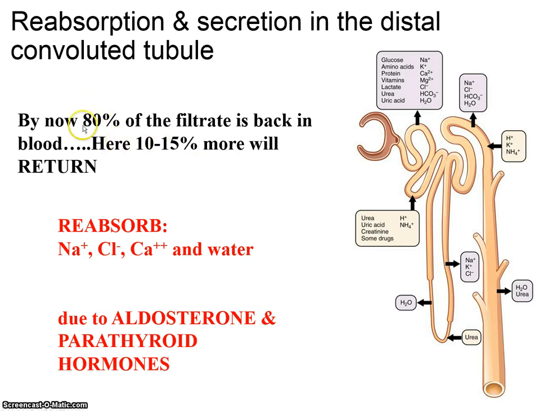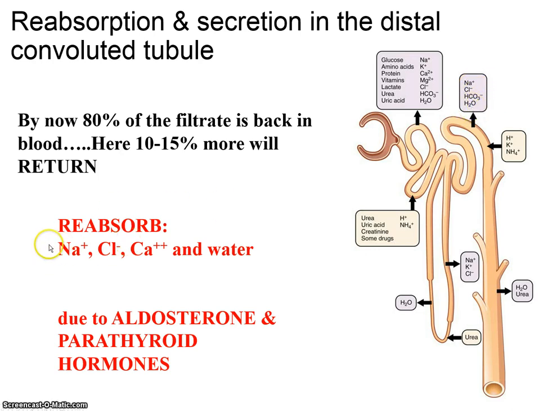But we still have some that's going to come back so that we don't lose very much as urine, or we vary the amount we lose as urine according to our needs. But here again, we still have some more to come back. Most of it, as you see here, is sodium, chloride, bicarbonate, and water.